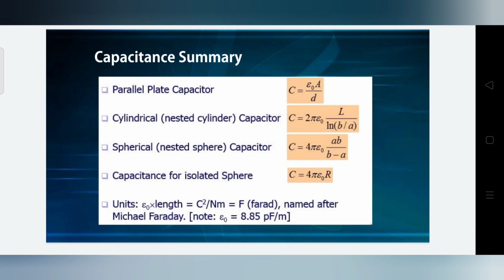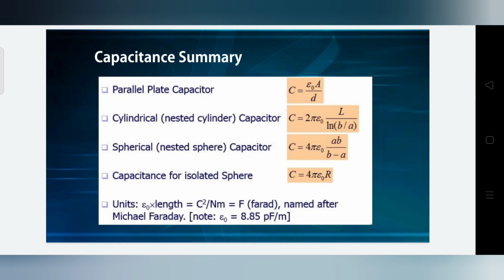Let's see the capacitance summary. First, for the parallel plate capacitor, C is equal to epsilon naught A divided by D. Here, in place of A we substitute 2 pi R L for the cylindrical case, and then on integration we get C is equal to 2 pi epsilon naught L divided by ln of B by A. In the spherical capacitor, we substitute 1 by R squared in place of the electric field intensity, so that we get C is equal to 4 pi epsilon naught AB divided by B minus A.